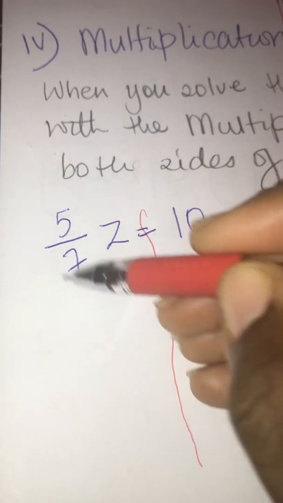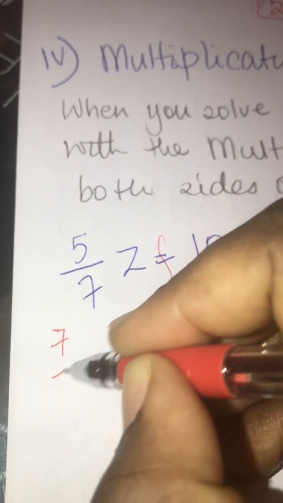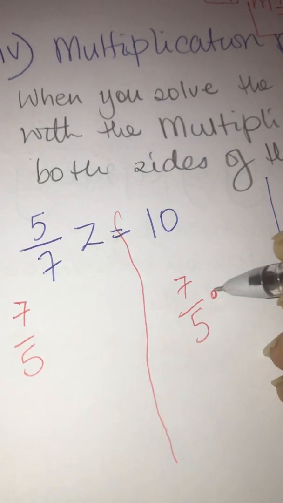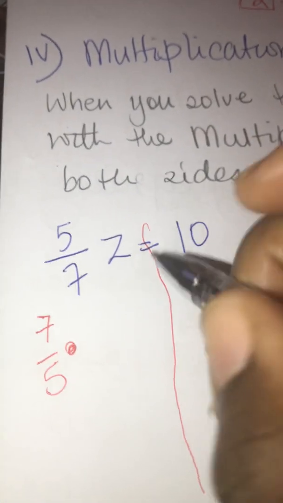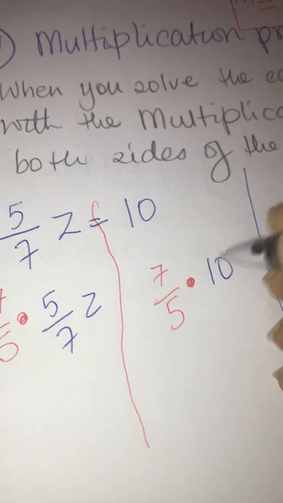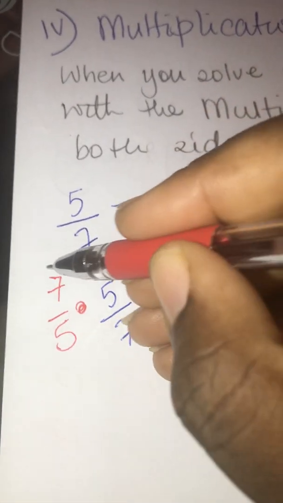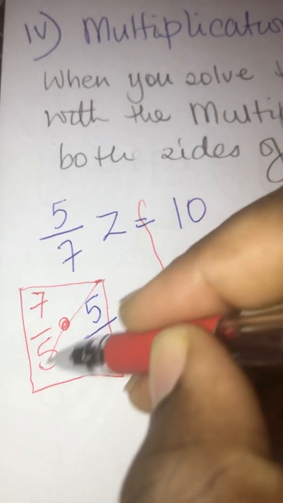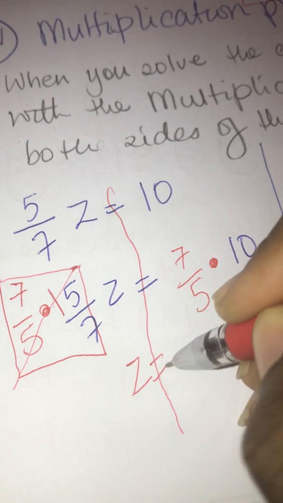My next step is I will do the multiplicative inverse. So 7 over 5, 7 over 5. After I write my multiplicative inverse, I write my multiplication. Then I bring down my question, 5 over 7 z, and on this side it is 10. Don't forget the equal sign in the middle. Then I box my coefficient together with my multiplicative inverse. I get 1. 1 times z is z.